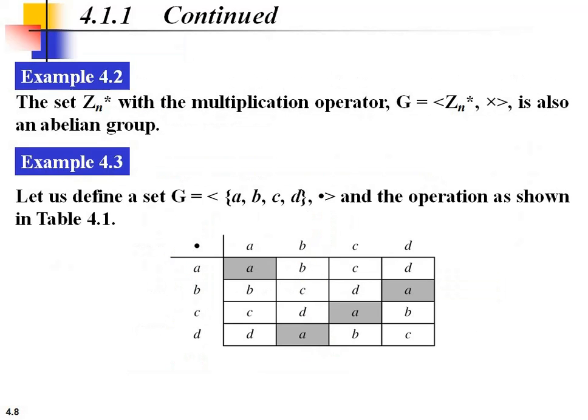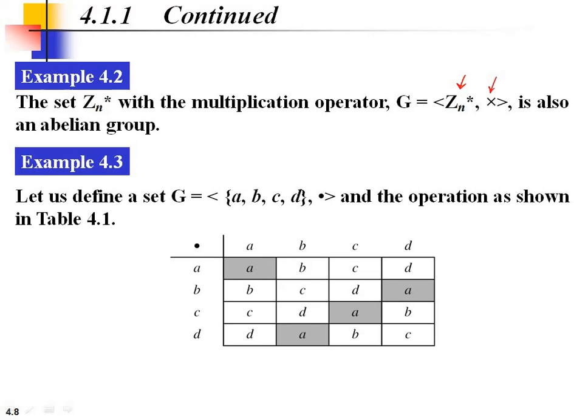So, some more examples of this group. Suppose we have the set Zn star with the multiplication operator. This is the set of elements of Zn star, and we have this operator, the multiplication operator. It also satisfies all 5 properties, and that is why it is an abelian group. You can check manually whether all 5 properties are satisfied, and you will find that yes, it is an abelian group.